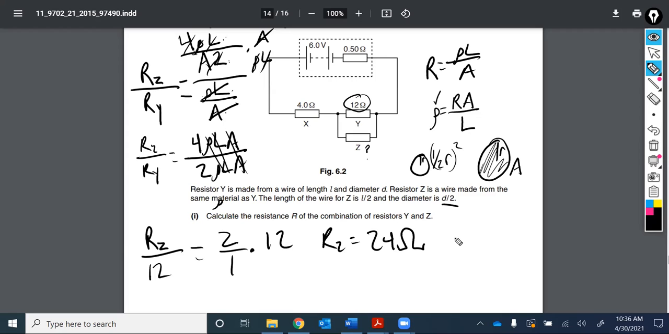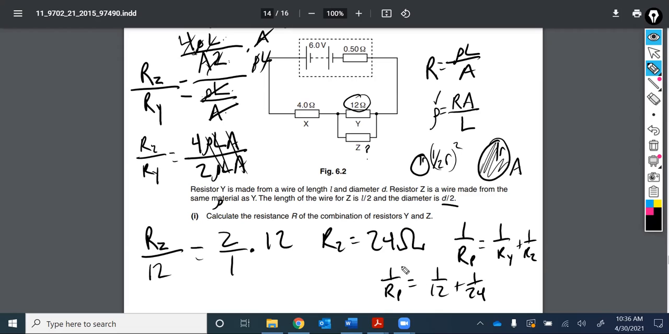Yeah, I think that's right. All right, so now we need to calculate the resistance of this combination. All we did was calculate Z. Now we need the combination of resistors for a parallel circuit. So it's going to be 1 over RY plus 1 over RZ.